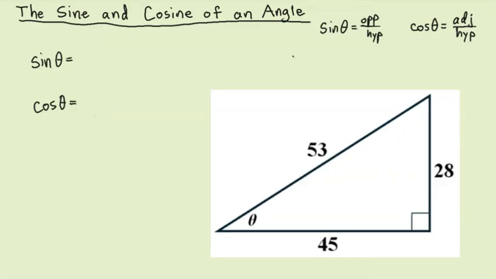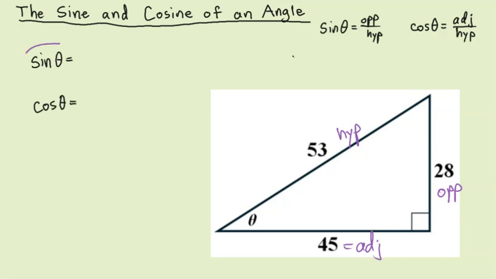All right, so we've got another right triangle here. The hypotenuse is 53, HYP. Here's angle theta. We've got one leg that's 45 and one leg that's 28, okay? And the leg of the right triangle that's right next to theta, that's 45. That makes 45 the adjacent side. And all the way across the other side from theta is 28. That means that the leg that's opposite theta is 28, okay?